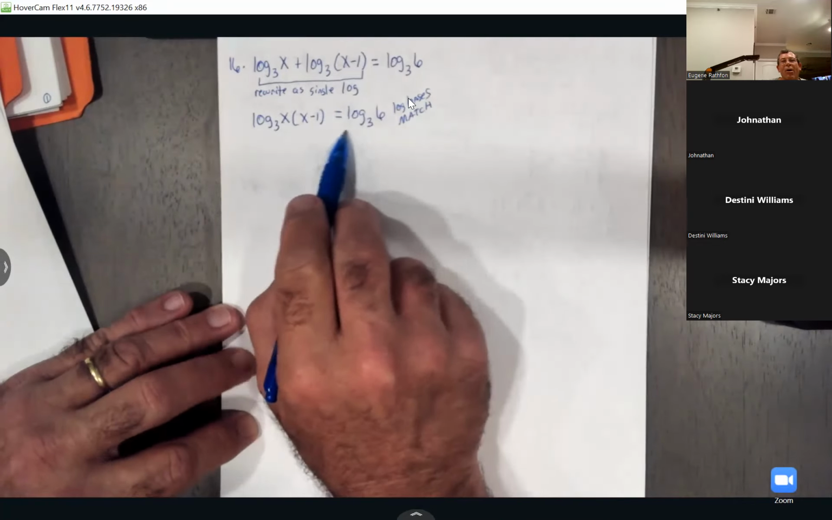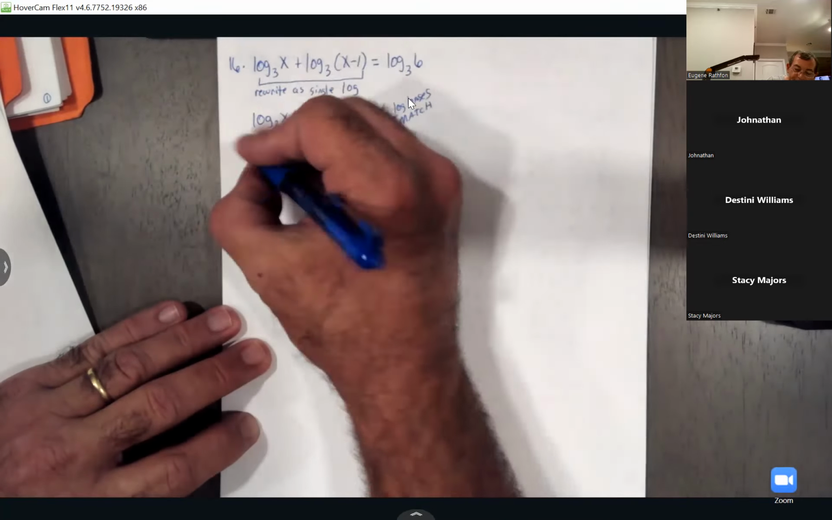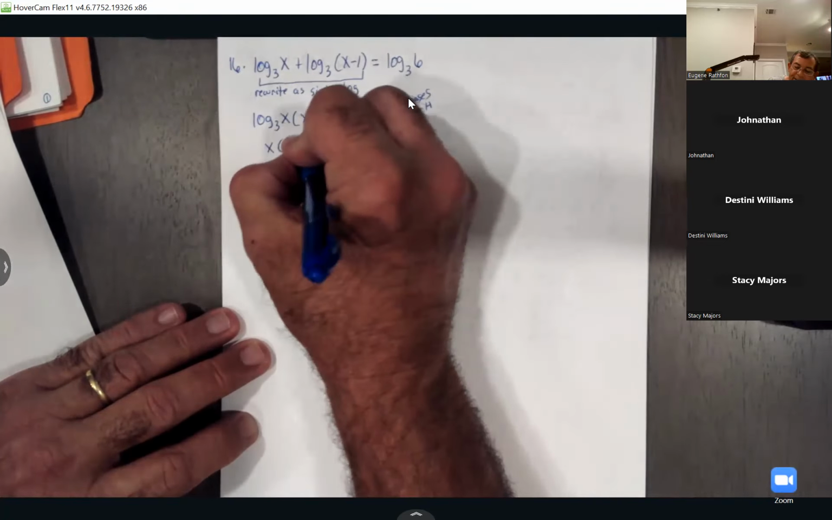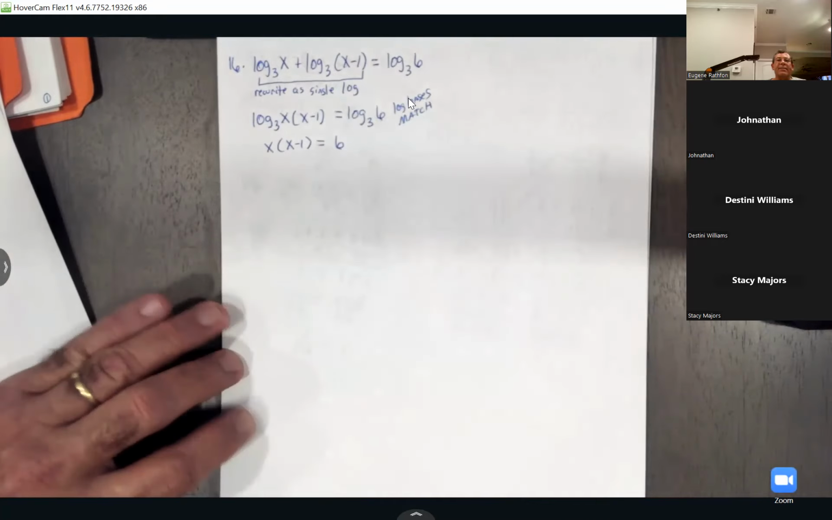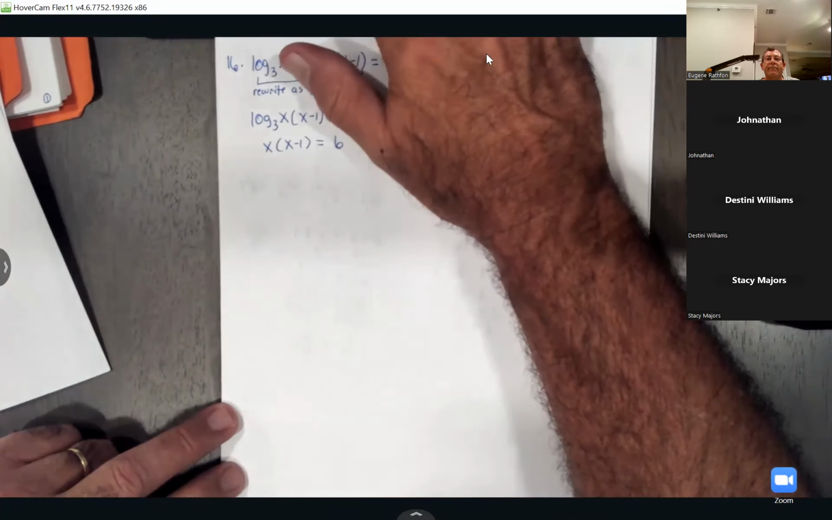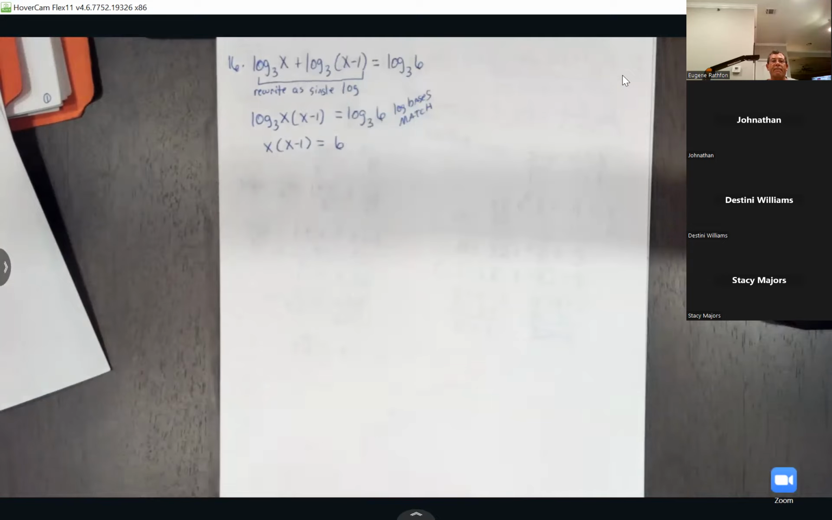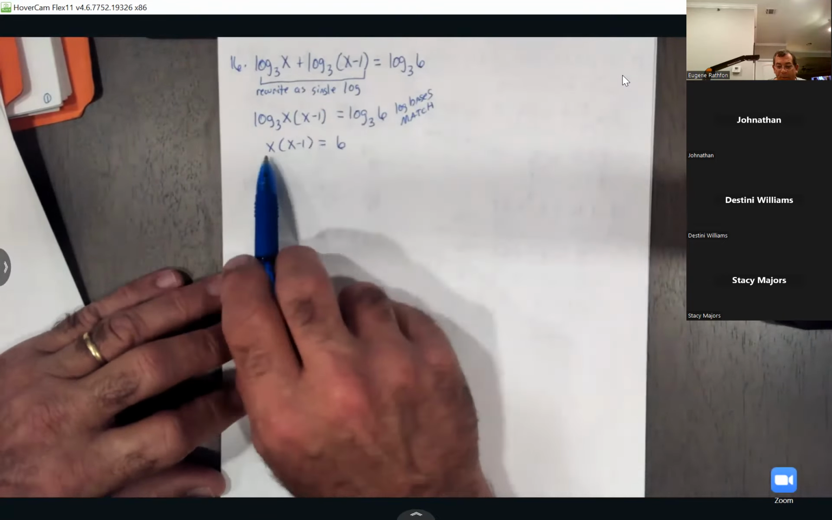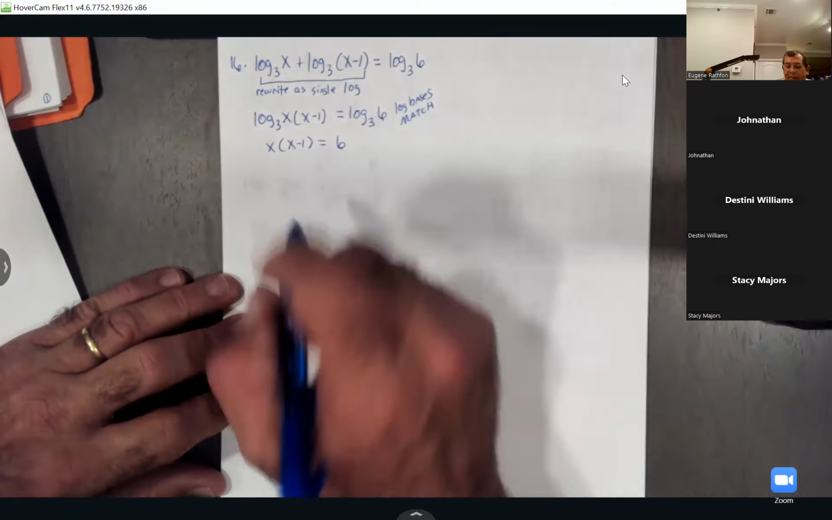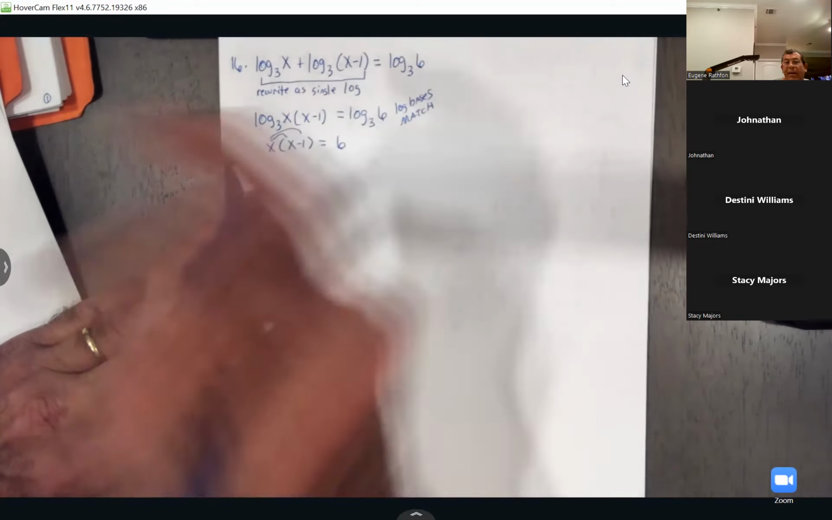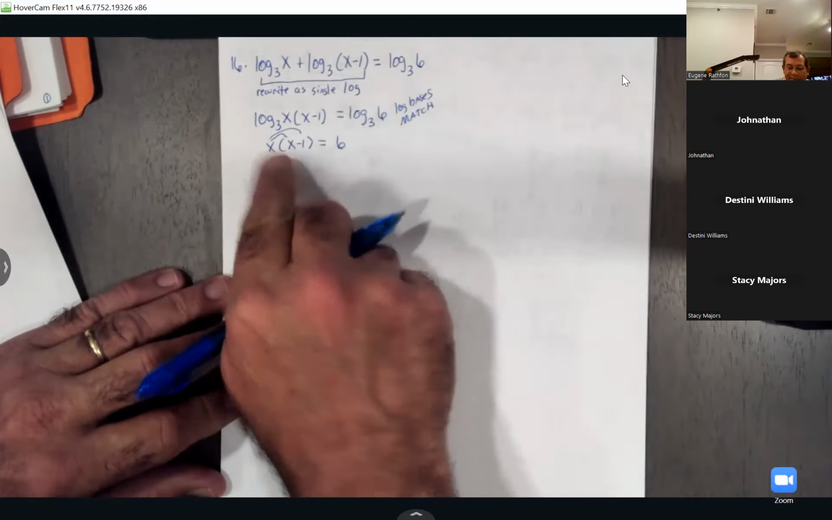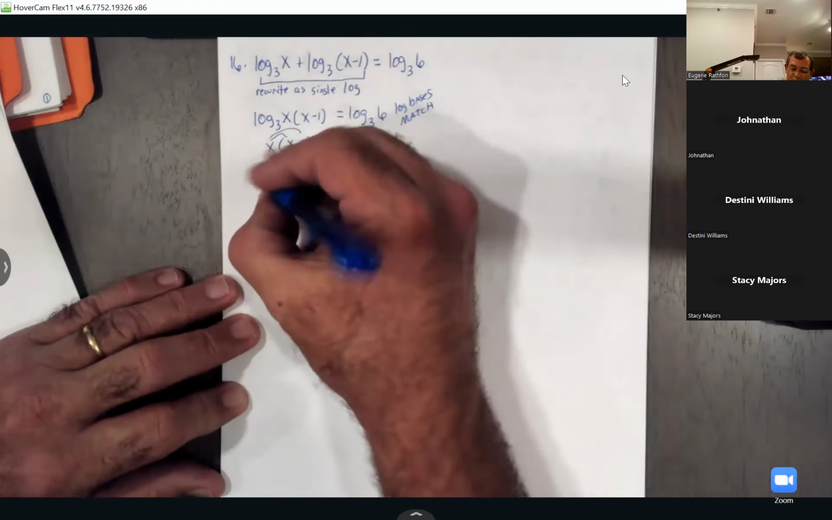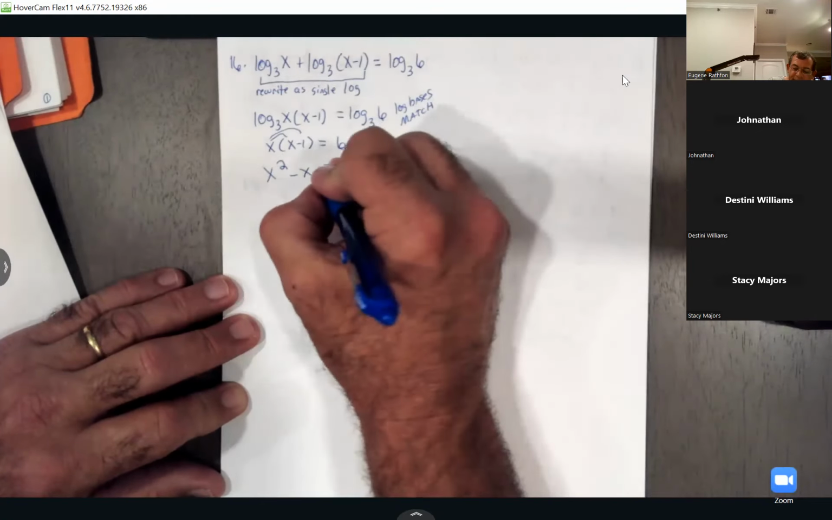So since these log bases match, we know that this X times X minus 1 has to equal that 6. I really love it when you can get these things matched. Now remember, we're going to get rid of parentheses by distributing our X. So X times X is X squared, and X times -1 is a negative X.